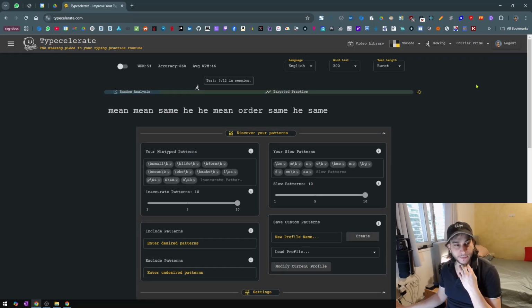Yeah, so the next pattern I want to talk about is the bigram. A bigram basically means a combination of two letters. So as you can see here, SA is a bigram that the algorithm has collected, and you can see it right here in the word same, right? SA.